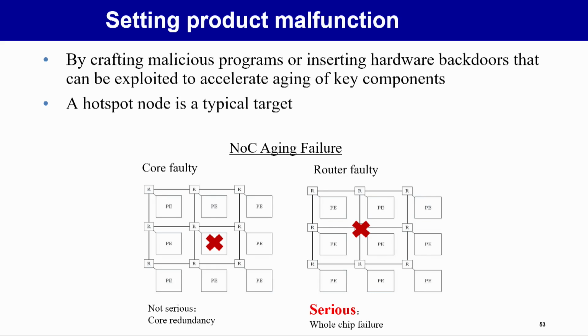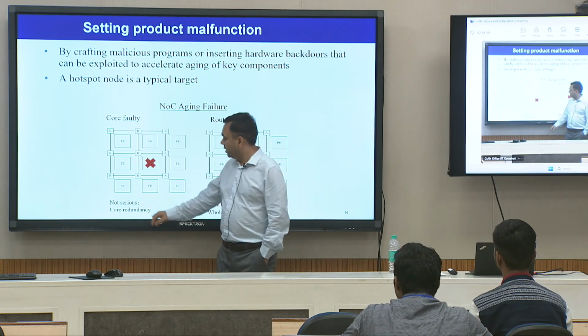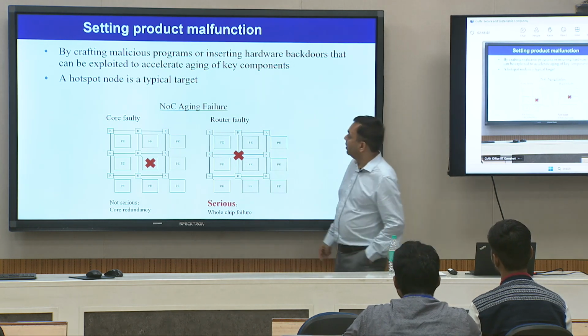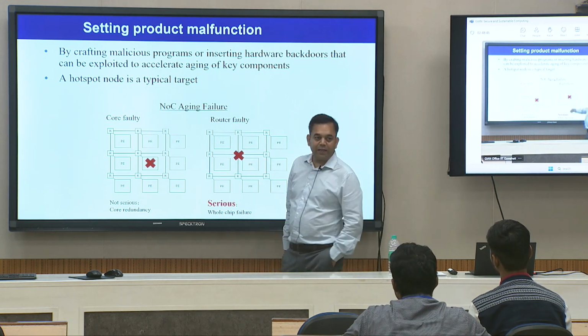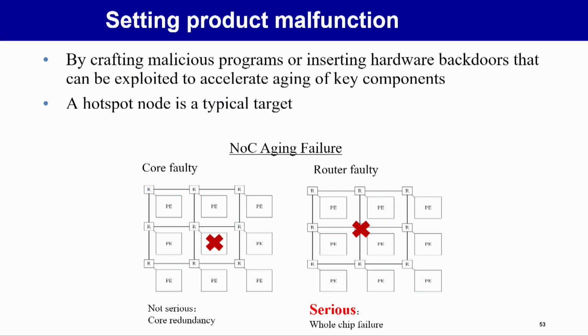So here, in this network on chip, these are processing elements connected by the routers. If one of the processing elements fails, then you can shift its workload to something else. Because there is core redundancy, that's not a problem. But if one of the routers fails, imagine now no communication can happen through it. So this is more serious, so the whole chip fails.